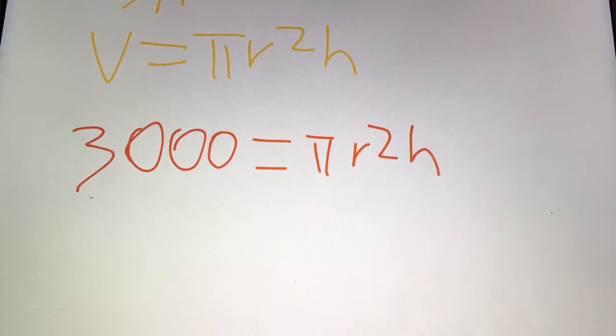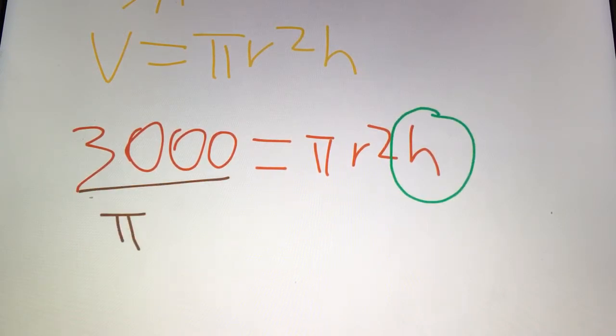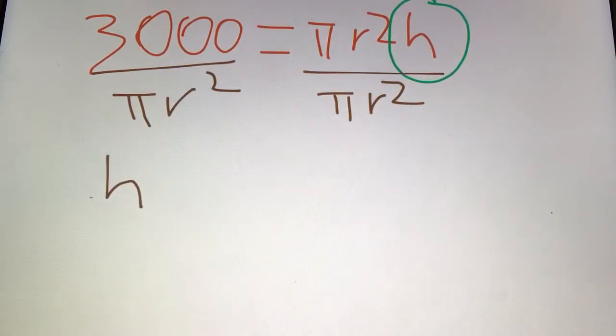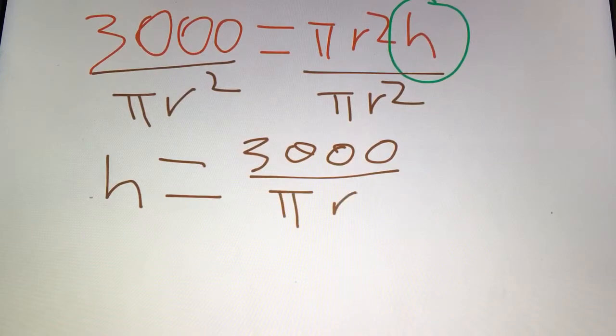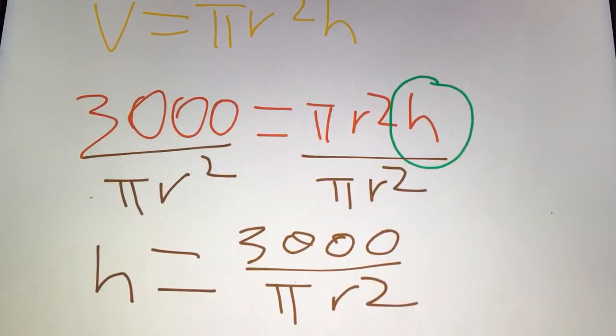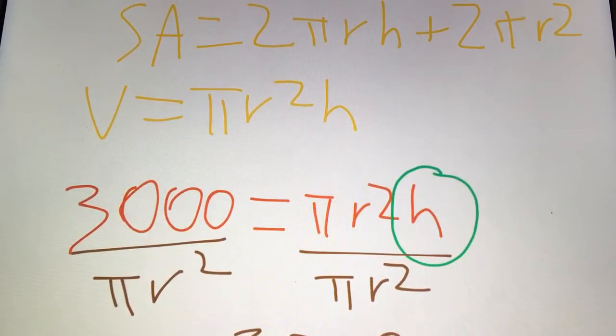And from this, you can easily see we can isolate one of our variables very easily. h. All you have to do is divide by pi on both sides and divide by r squared on both sides. And that gives you h equals 3,000 over pi r squared. Bang. So now we've isolated a variable. We can plug this version of h, this h in terms of r, back into our surface area equation, and then we'll only have one variable.